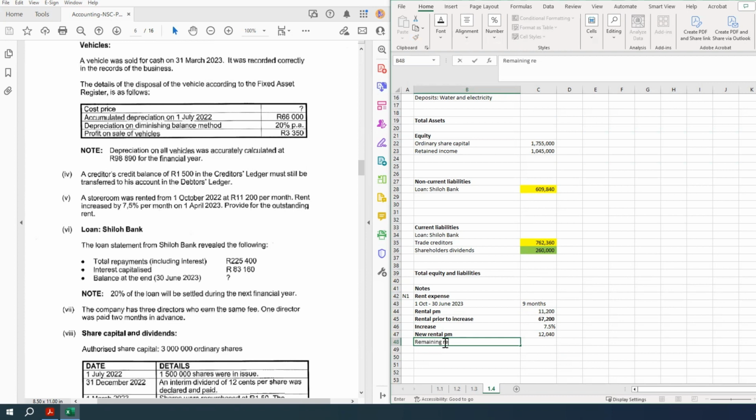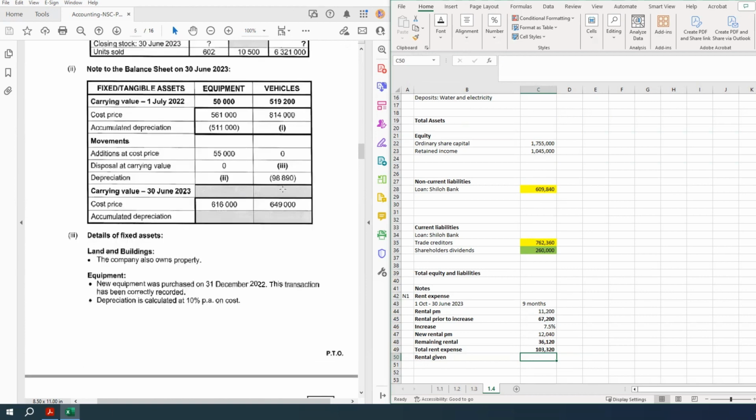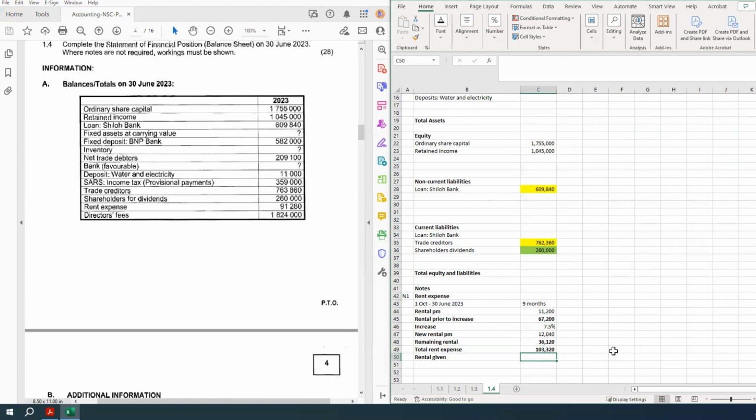Okay, I'll just say remaining rental. Okay, times 3. So that's my rental. Total rent expense is then the 67,200 and the 36,120. All right, so that becomes my total rent expense. Then rental given. So I've been provided with, if I scroll up to the table here, 91,280.